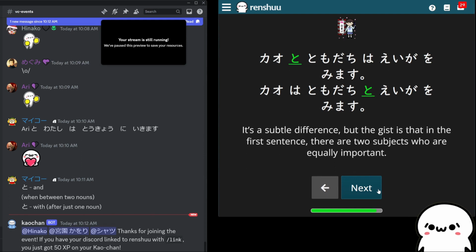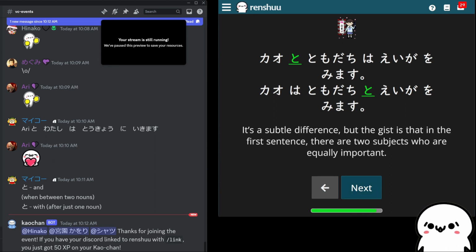However, in the first sentence, the topic marks the important thing in the sentence. It's the topic. It's what we're talking about. And in the first sentence, Kao to tomodachi, it's placing equal emphasis or importance on both Kao and its friend.